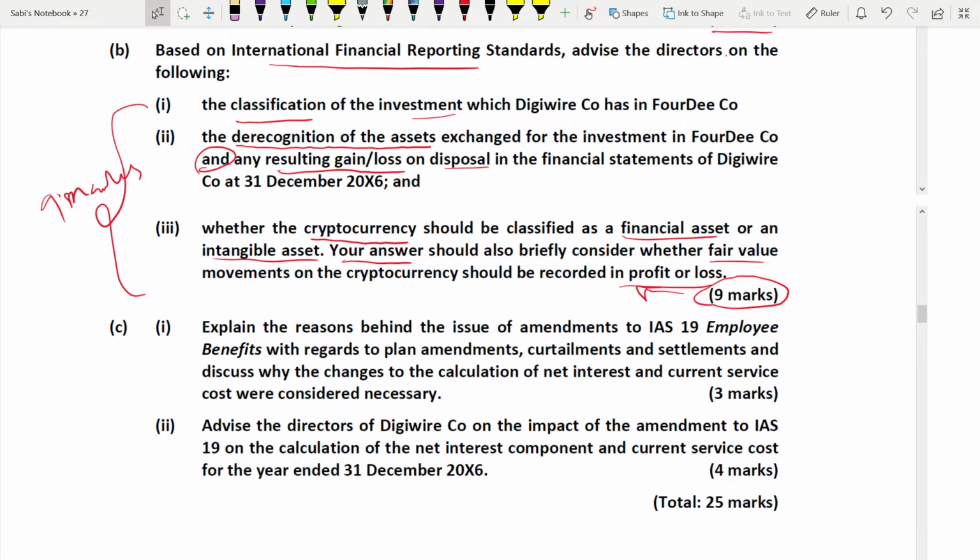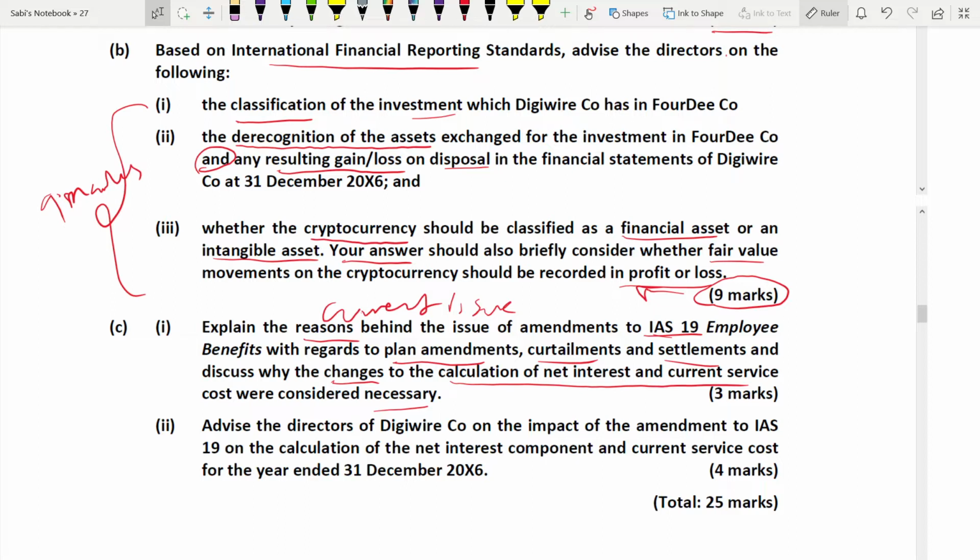Coming to requirement C. Explain the reasons behind the issue of amendments to IAS 19 with regard to plan amendments, curtailments, and settlements, and discuss why the changes to the calculation of the net interest and the current service cost were considered necessary. Now there are two requirements. One is the changes to net interest and current service cost. The other is the reason why there is an amendment to IAS 19. This is a current issue. Why was it amended?